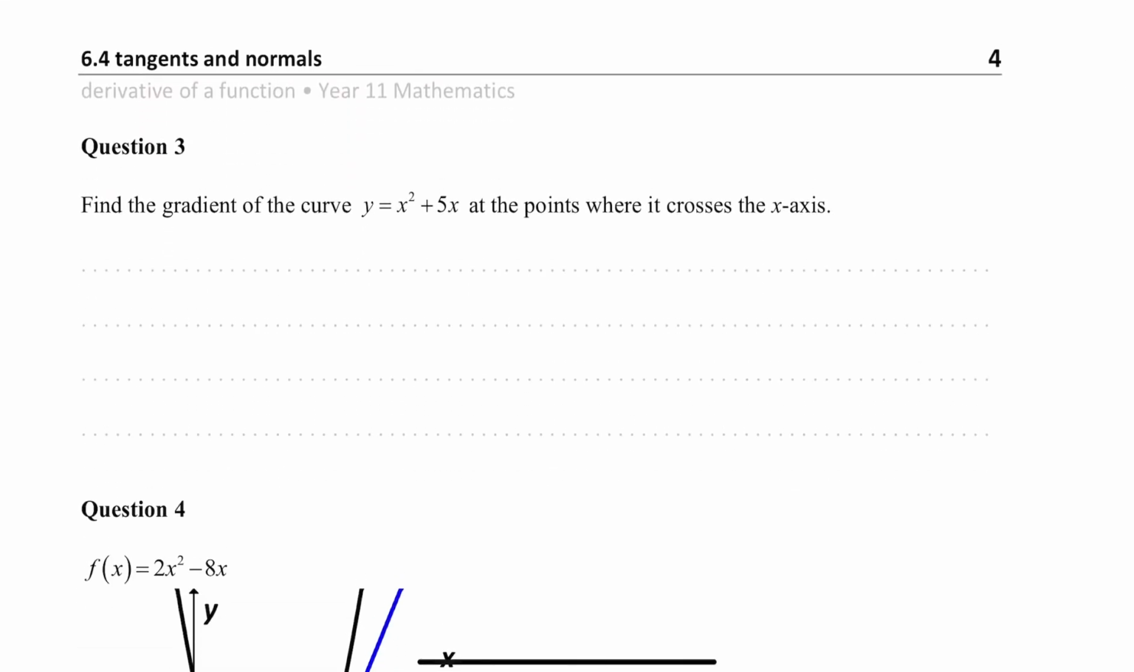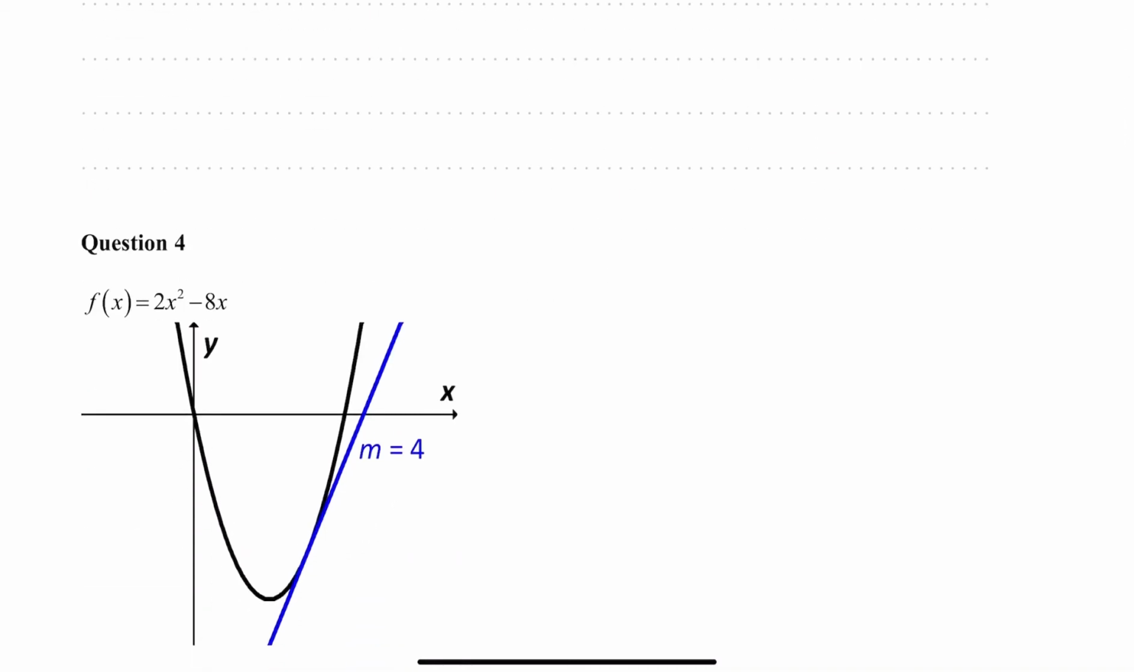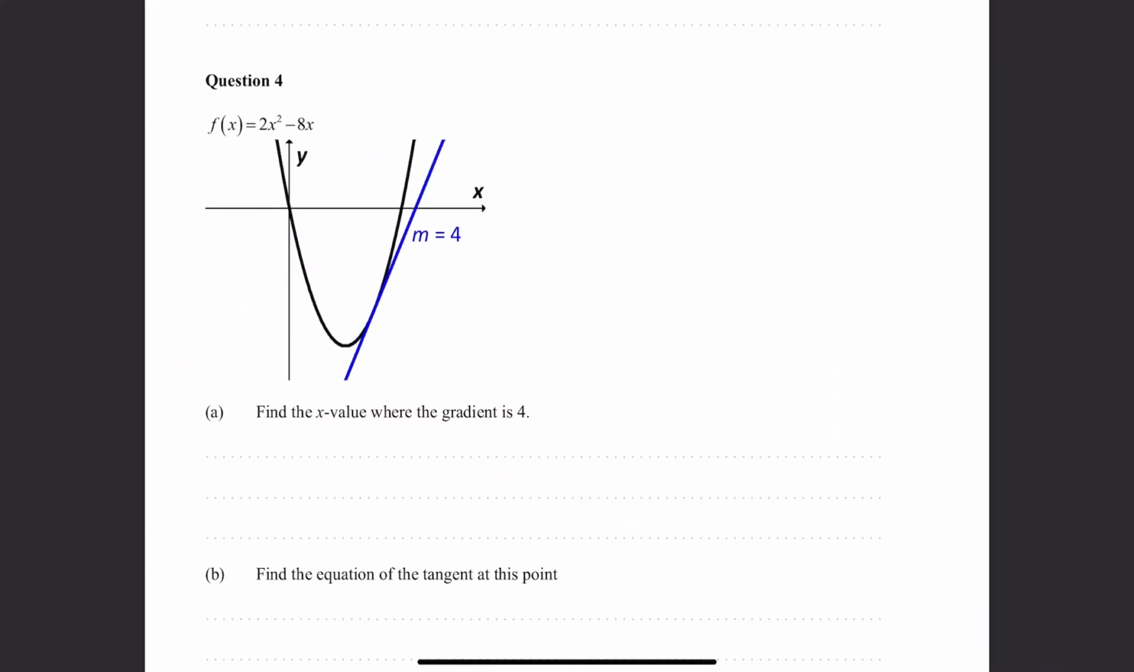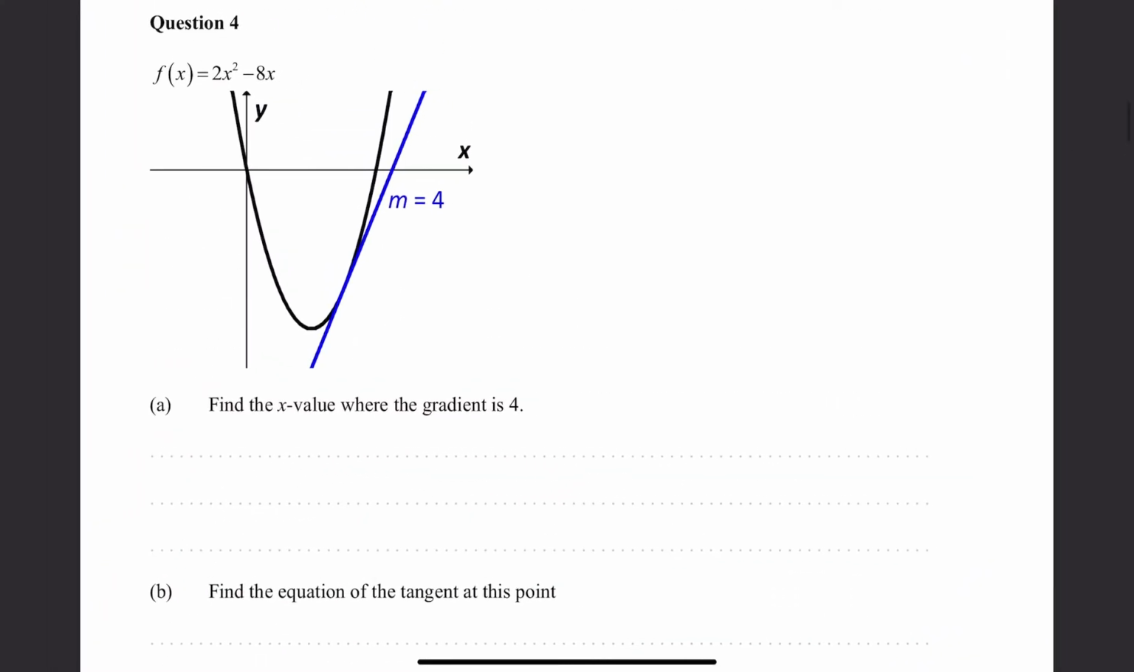Let's incorporate this and actually find the equation of a tangent. Let's try this question here. It says the function is 2x squared minus 8x. They gave us the diagram, and it says find the x value where the gradient is 4. So 4 is a pretty steep positive number, so it looks like it's this one. We need to find the x value that will give us this coordinate, so this x value there.